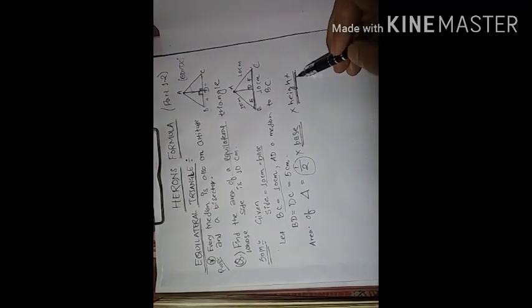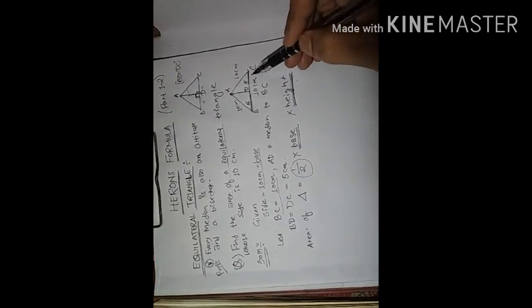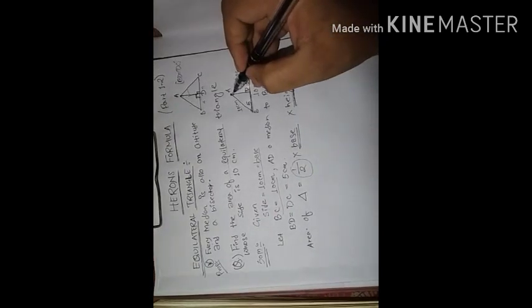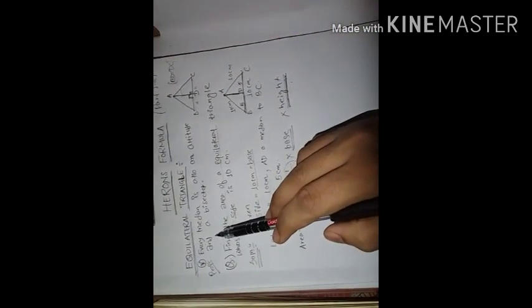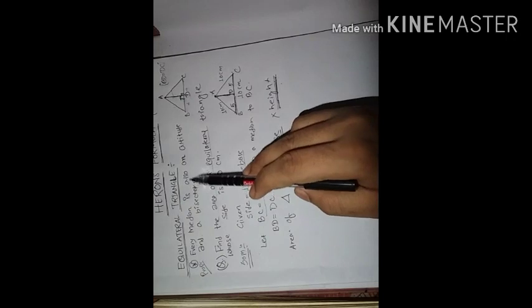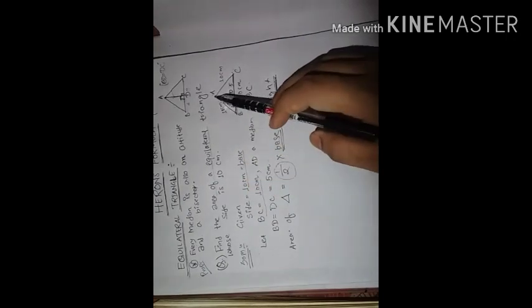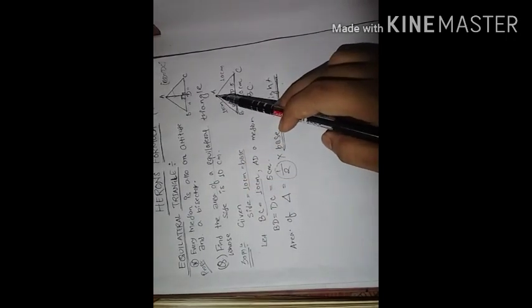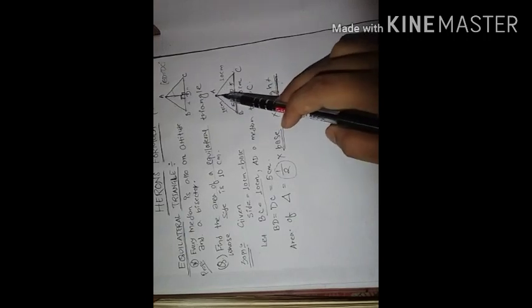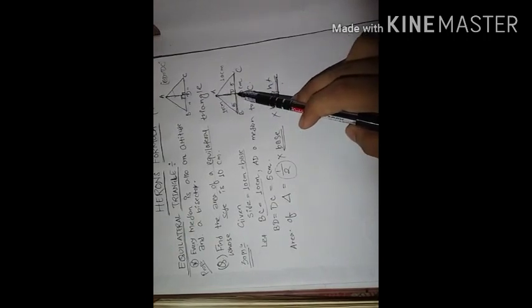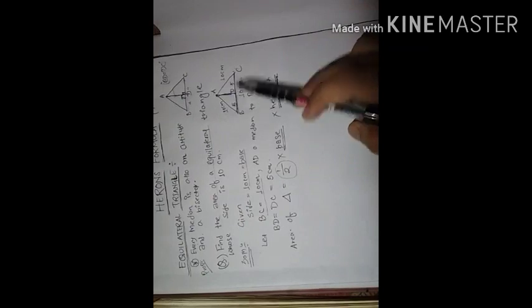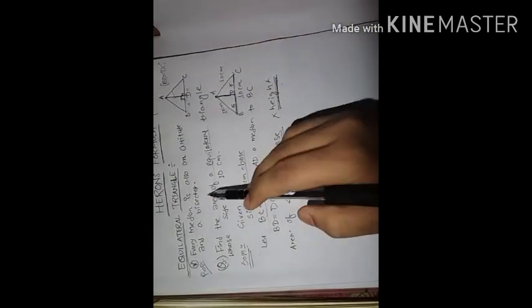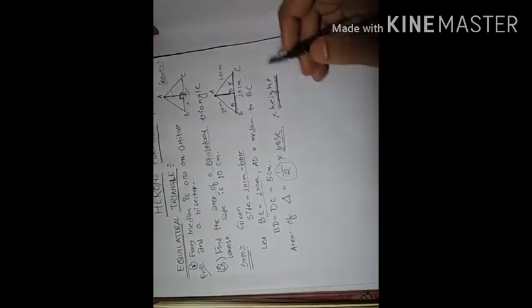Okay, we don't have height or altitude, so we'll try to find the height of an equilateral triangle. Here AD is the median, and we know by the property that every median is also an altitude. That means if we can somehow find the length of the median, then that is the altitude.